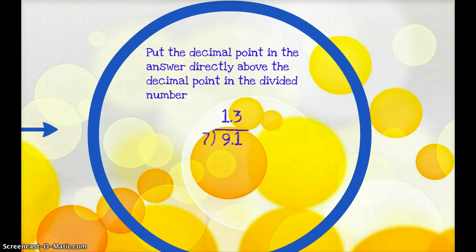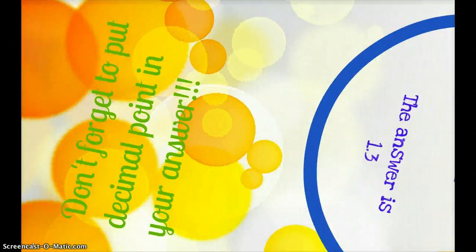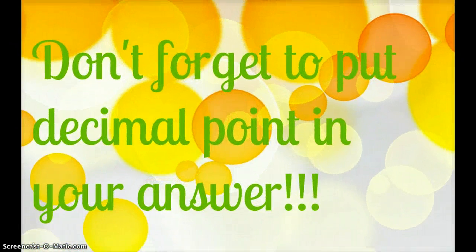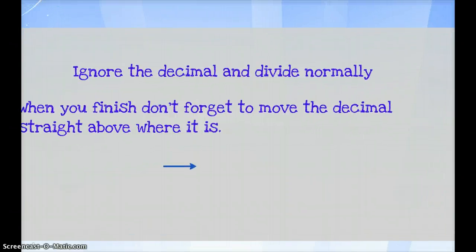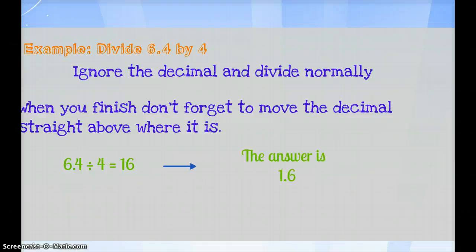Be very careful that you write things nice and neatly and everything's lined up. Don't forget to put that decimal back in there, or it's going to change your answer. So remember, ignore the decimal and divide normally, and then when you finish, don't forget to move the decimal straight above your answer. So let's do 6.4 divided by 4, which is 16. So move my decimal straight up, 1.6.